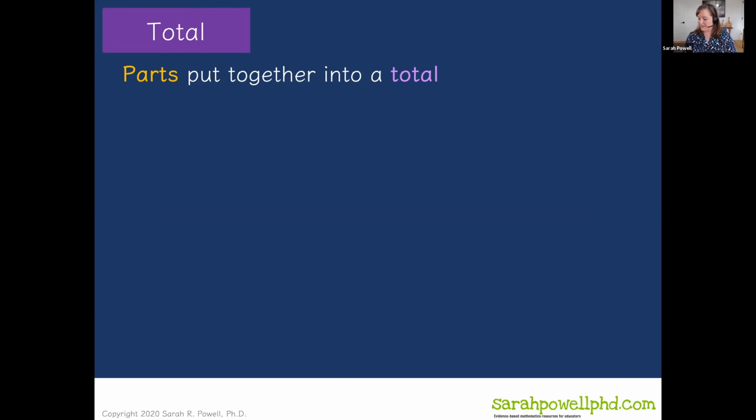So let's go ahead and get started. We'll first talk about the total word problems. So in a total problem, we have parts that are put together into a total. And I know a lot of you are focused on my screen right now. I am going to use my hands to show some different gestures here, and I'll share a video with the gestures if you can't see me. But if you can also see my little thumbnail picture, I will use my hands quite a bit here to talk about these word problems. So in total problems, we have parts that are put together into a total.